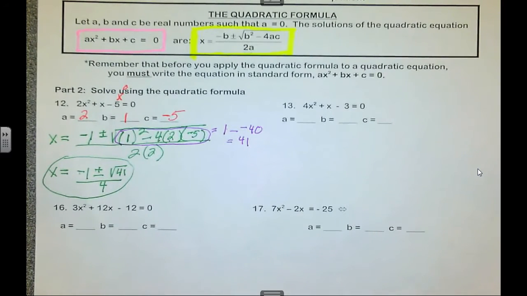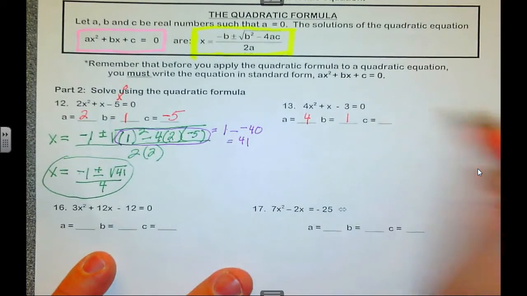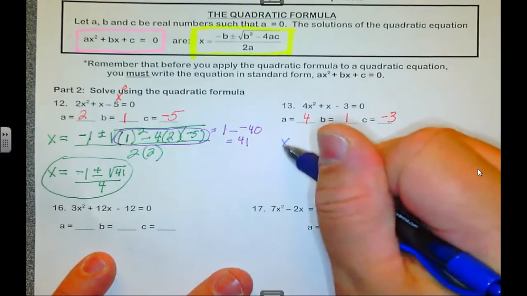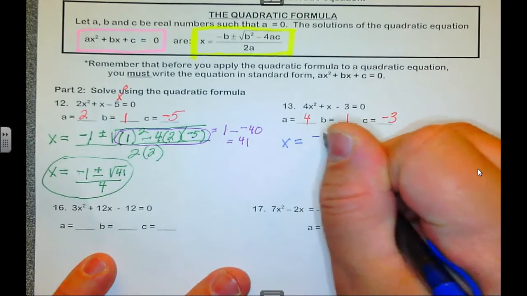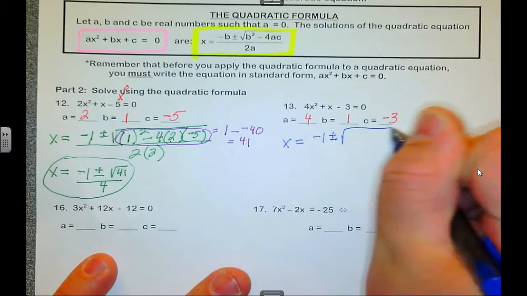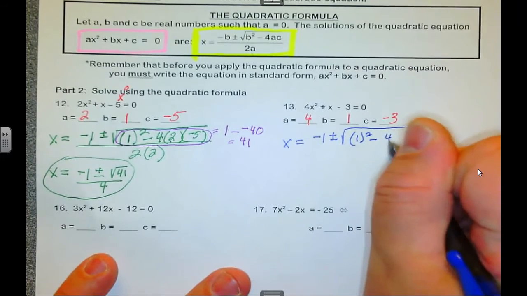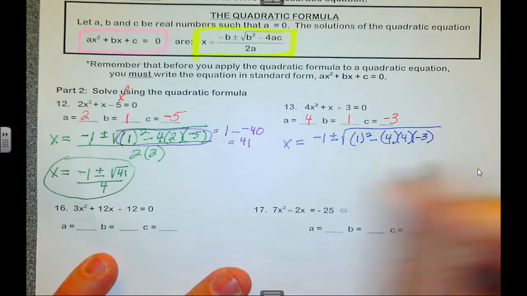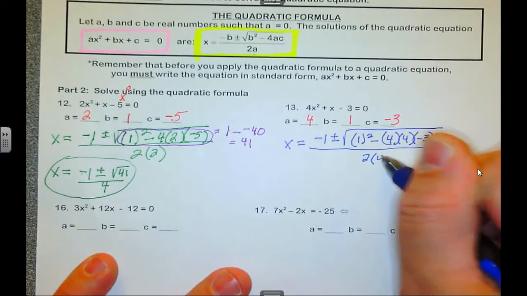Okay, number 13. My a is 4, my b is 1, my c is negative 3. x equals negative b, negative 1, plus or minus the square root of b squared minus 4 times a, which is 4, times c, which is negative 3, all divided by 2 times a, which is 4.